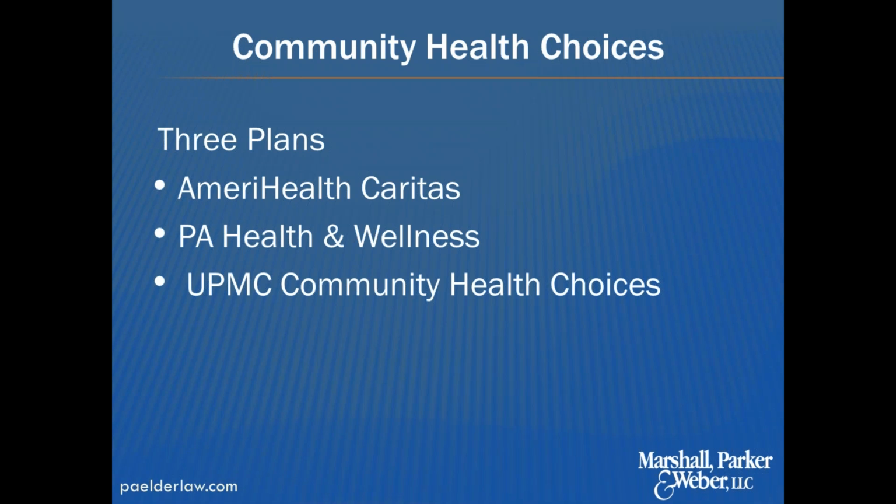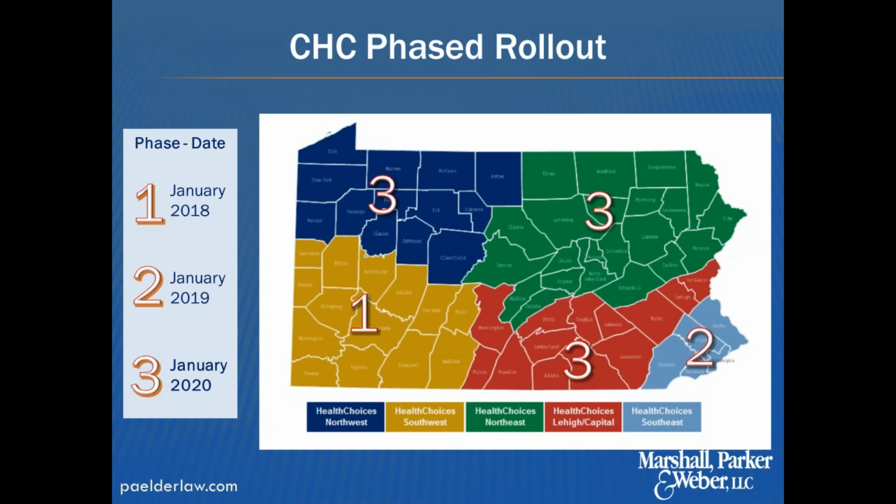After a court battle, there are now 3 managed care plans available. They are AmeriHealth Caritas, PA Health and Wellness, and UPMC Community Health Choices. Here's a chart showing the phase-in timeframes for the plan. We are now scheduled for 2020 and are known as Health Choices Northeast.